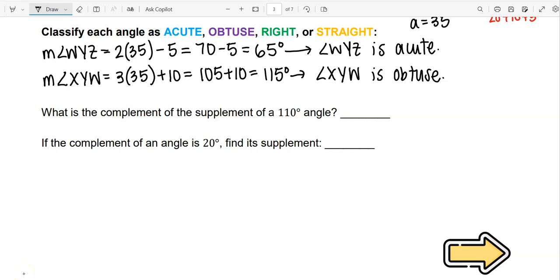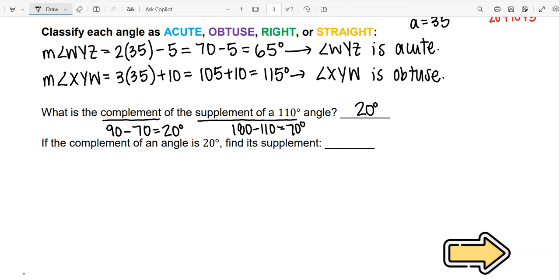What's the complement of the supplement of a 110-degree angle? Let's start with the second part. Let's start with the supplement of a 110-degree angle. How do we find that? Close. 180 minus 110. What do we get there? 70 degrees. Okay, what's the complement of that angle? 90 minus 70 is 20, so this is 20 degrees. Awesome. So you kind of got to go a little backwards.